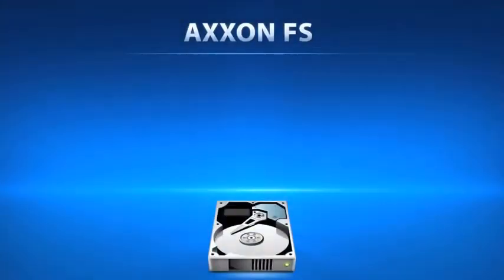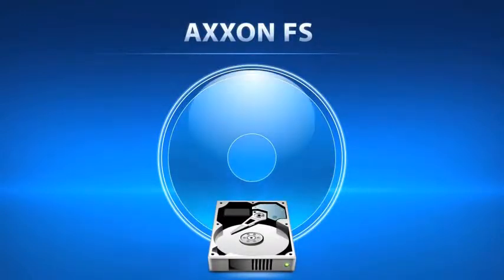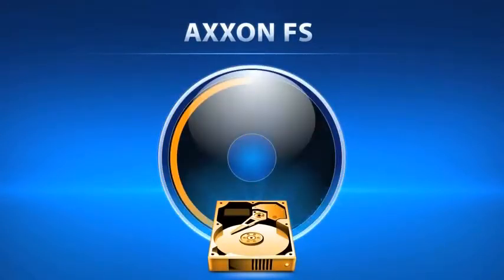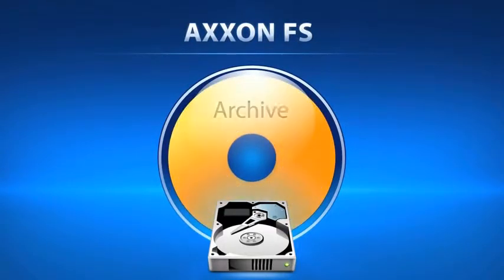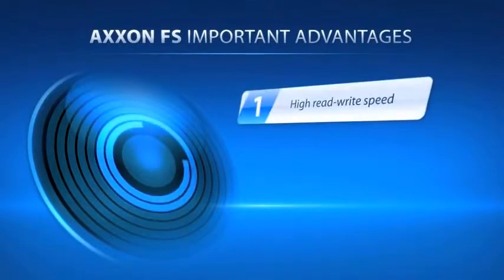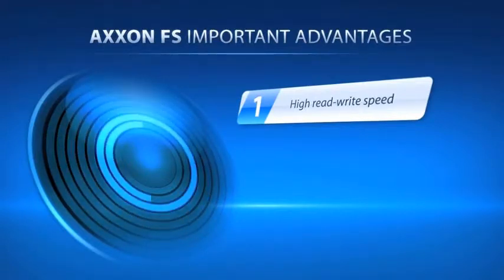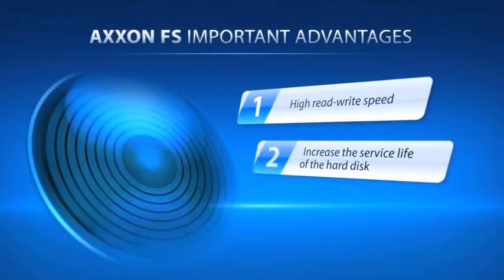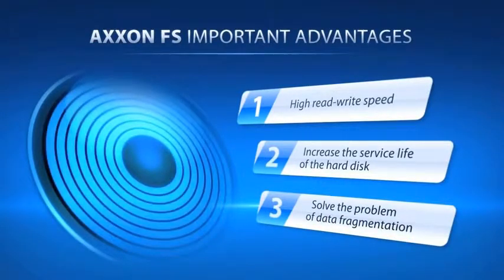Axxon FS. At Axxon Soft, we accounted for the fact that during loop recording, the most recent data would overwrite the oldest. We developed our own proprietary file system, Axxon FS, specifically for storing video archives. Axxon FS makes it possible to write an unformatted physical or logical disk, provided that the disk is fully allocated to video storage. Due to optimization of the read-write process, the tangible benefits you get are read-write speeds near the physical limit of the hard disk, the service life of the hard disk increases, no video data fragmentation occurs.